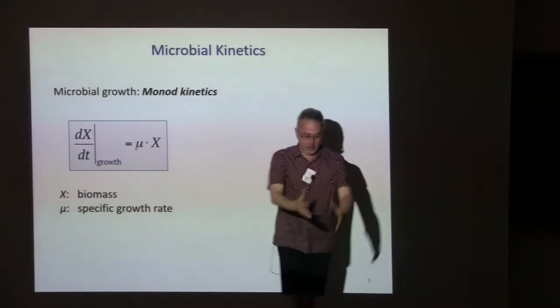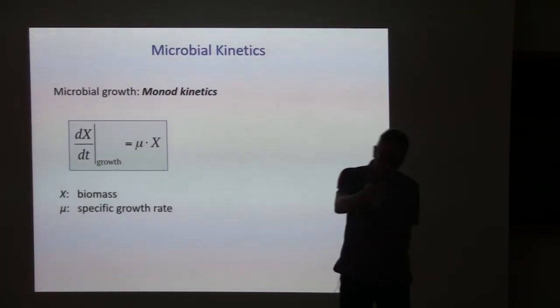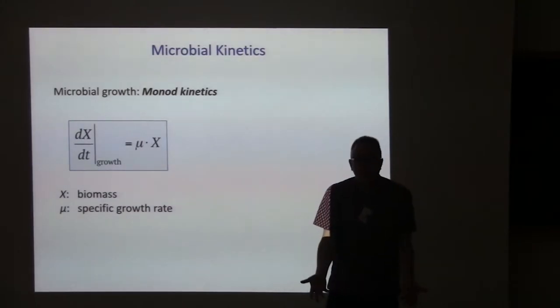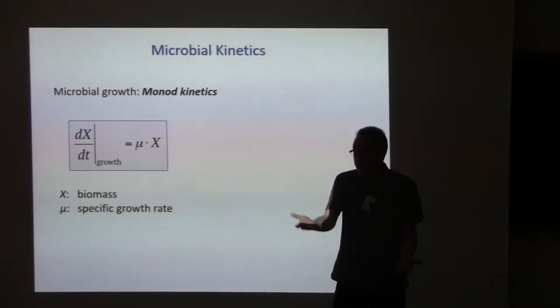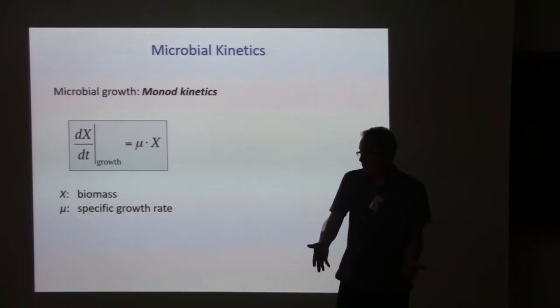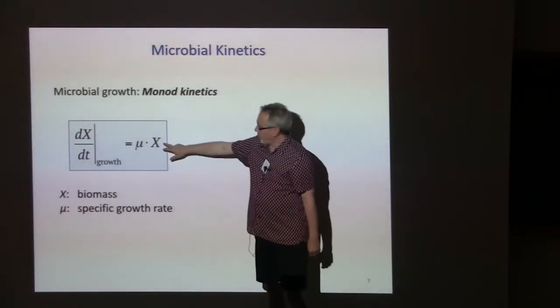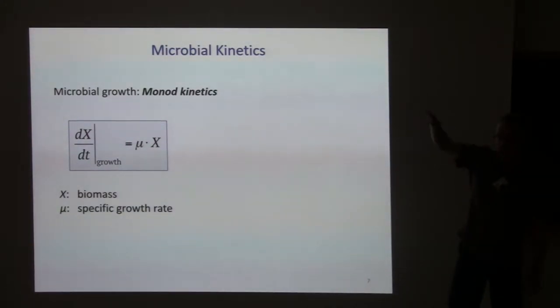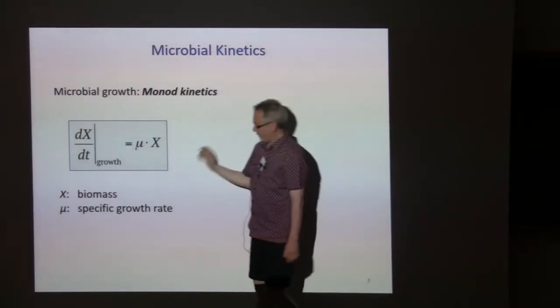It basically says if you take your growth medium and inoculate a certain number of cells, and then inoculate with double the amount of cells, the growth rate will be twice as fast in the system where you have double the amount of cells. If you integrate this, what kind of growth do you get? It's going to be an exponential growth. So this gives rise to exponential growth.